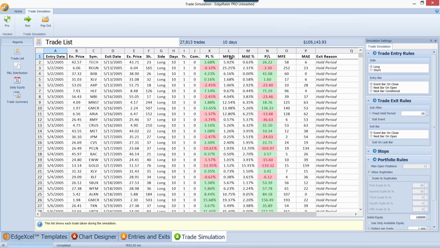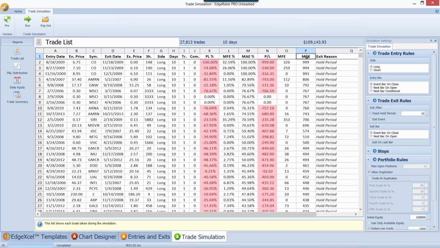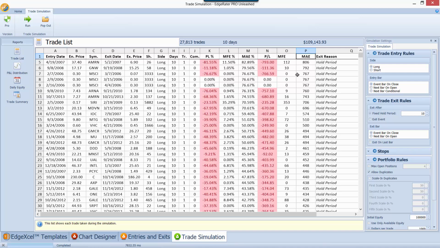These columns are really interesting, the MFE percent and MAE percent. It stands for maximum favorable excursion and maximum adverse excursion, meaning while you were in the trade, if you're looking at adverse excursion, it's how far did the trade go against you. In this case, we can see it went against us by 0.63%, or it was actually $6. We can sort by any of these columns. We can find out the really scary ones, and you can take a look at some of these.